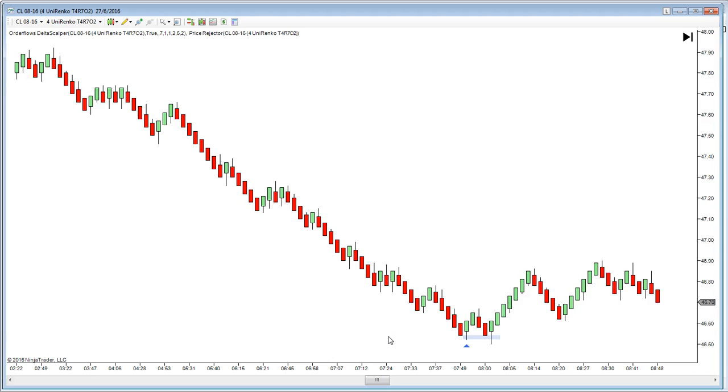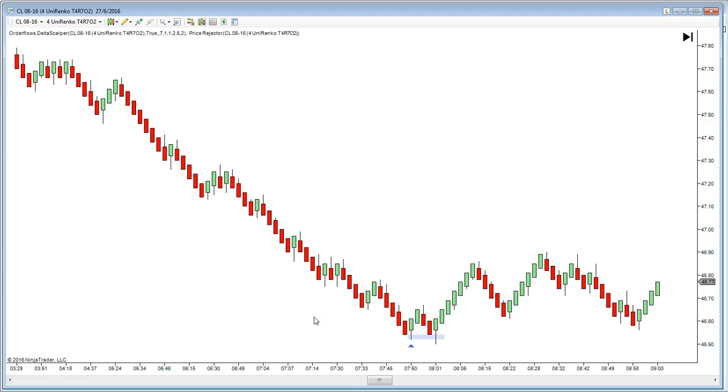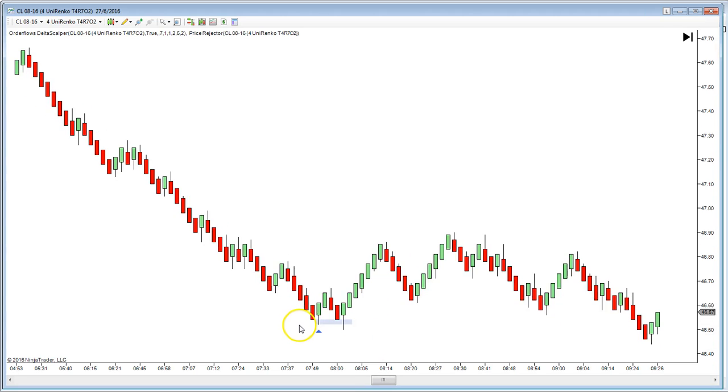But if you're trading a bar chart and you want to add order flows into it, you can use the indicators. Although I do think you can trade on the Orderflows Trader footprint chart with the delta scalper and the price rejector, and I think it's a perfect combination. So again, August crude oil. We'll go through these indicators for the week, starting around 5 or 6 a.m. It's a Renko chart, so it's a little different from a footprint chart. It's more of a bar chart.